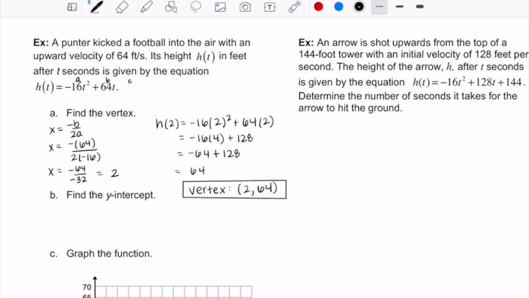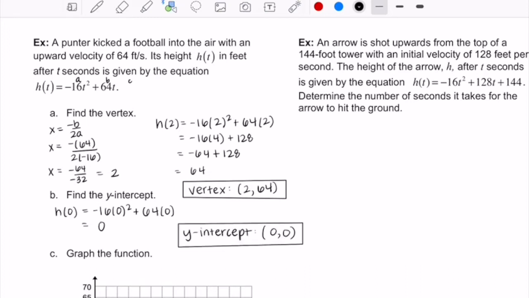Remember, to find the y-intercept, you can plug a 0 in for x, or in this case, the variable is t. And so 0 plus 0 will give me 0. And so the y-intercept for this graph is going to be at the point 0 comma 0.